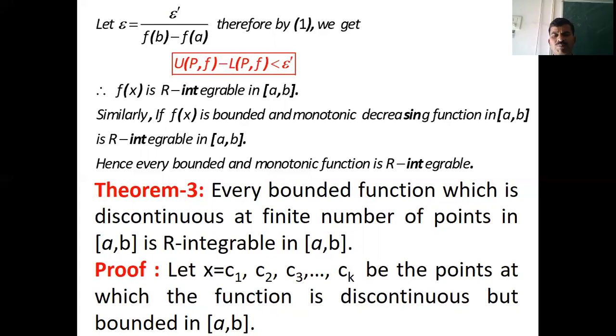Now let us take some points, those points at which the function is discontinuous, but it is bounded. So let us see, let x equal to c1 to ck be the points at which the function is discontinuous, but it is bounded in that overall closed interval AB.